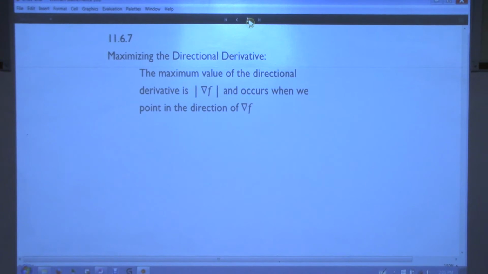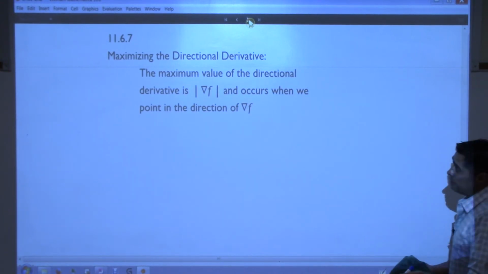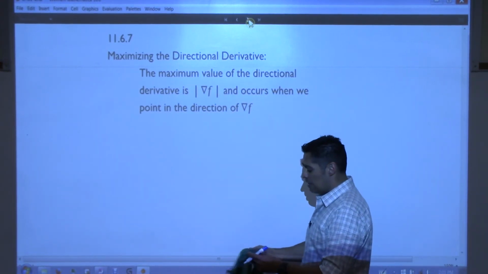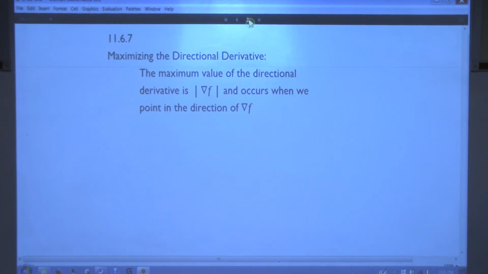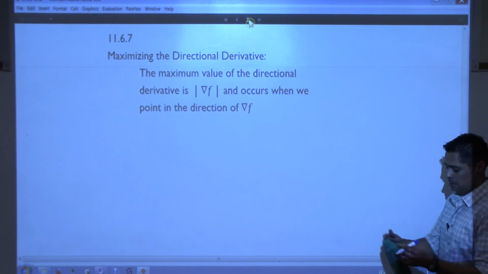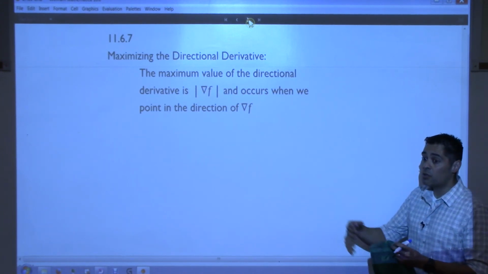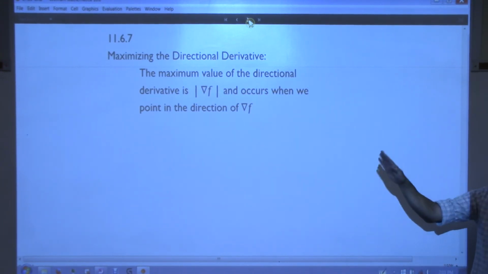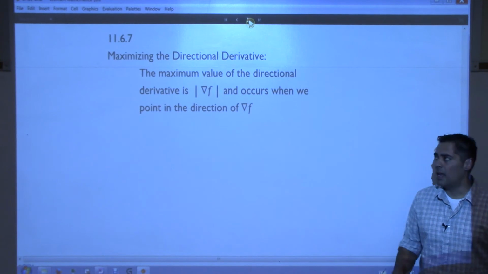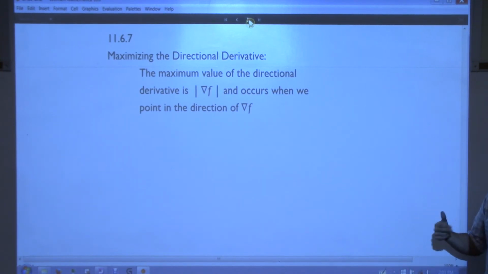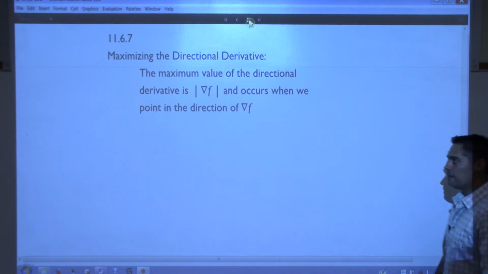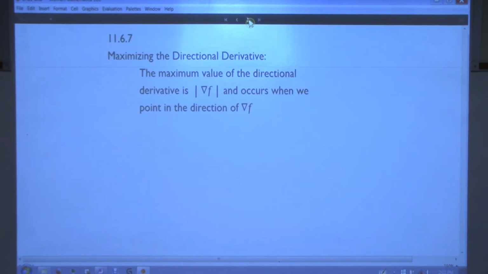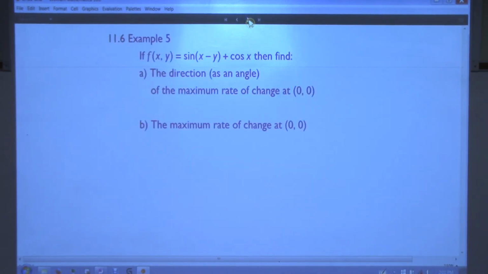So this is the summary of it right here. Maximize the directional derivative. The maximum value of the directional derivative is the magnitude of the gradient. The length of the gradient vector is the steepest slope you're ever going to have, and it occurs when we point in the direction of the gradient. Remember that. That's a big note right there.